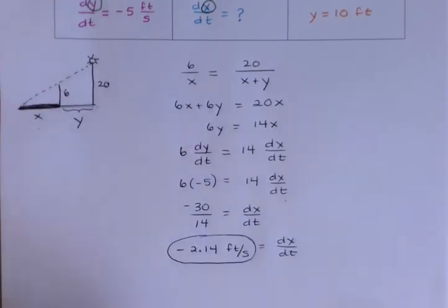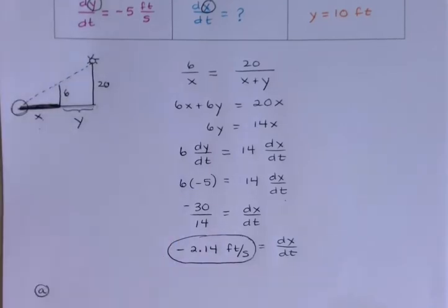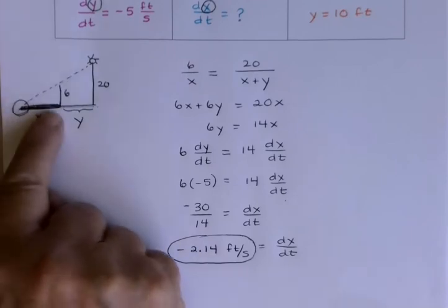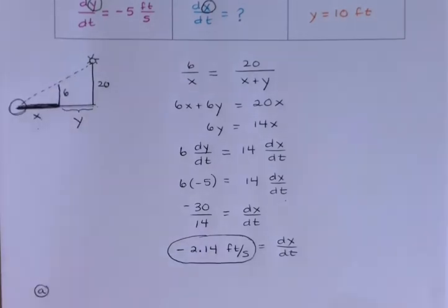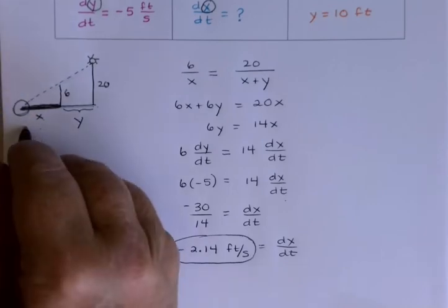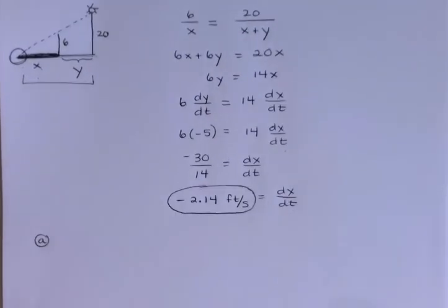All right, the second part, which is actually part A, says, find the rate at which the tip of the shadow is moving. So if you think about that point right there, the tip of the shadow, it's actually moving for two different reasons, right? It's moving because it's getting shorter, but it's also moving because it has to go with the man as he moves. So in fact, the location of the tip of the shadow is the total distance here, x plus y.